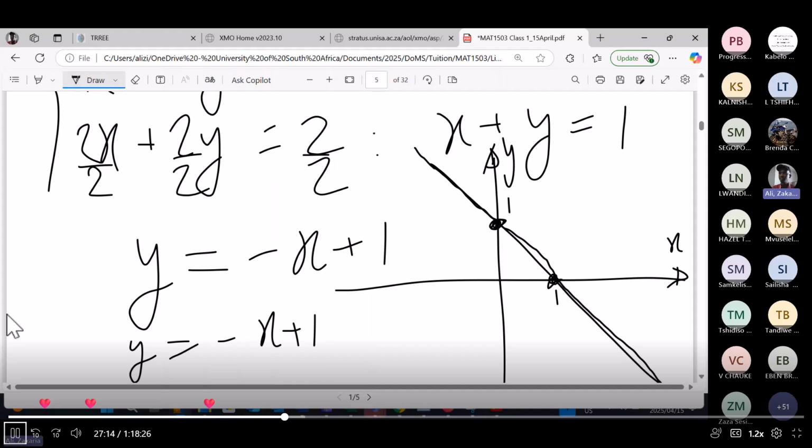That's what it means. The two lines are on top of each other. What can we say about the solution in this instance? The two lines are on top of each other. Who can tell me what we can say about the solution in this instance? There are infinitely many solutions. There are infinitely many solutions.